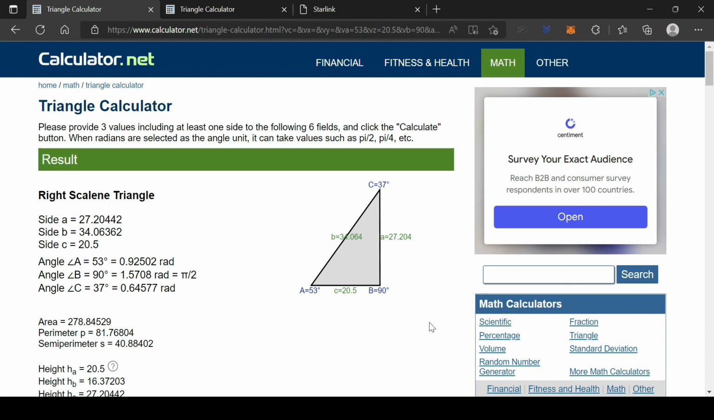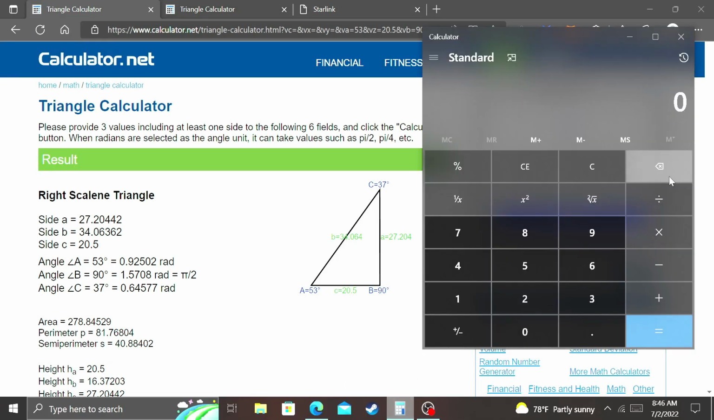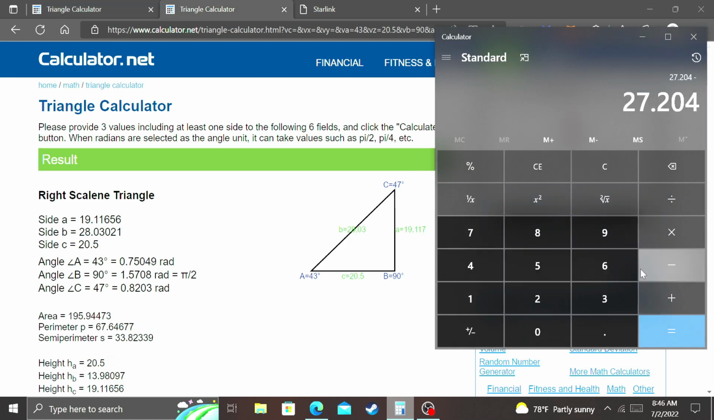Now, I'm not a math genius. I'm amazed I managed to get this far in this calculation. But I'm just trying to get a ballpark estimate. Alright, so let's calculate this out. 27.204, so we're going to minus the 19.117. That gives me 8 feet, 0.087. So I need to raise my dish up at least another 8 feet from where it is now. And it's already sitting about 4 foot off the ground. So that means I need to be at least 12 feet off the ground to get over these tree limbs.